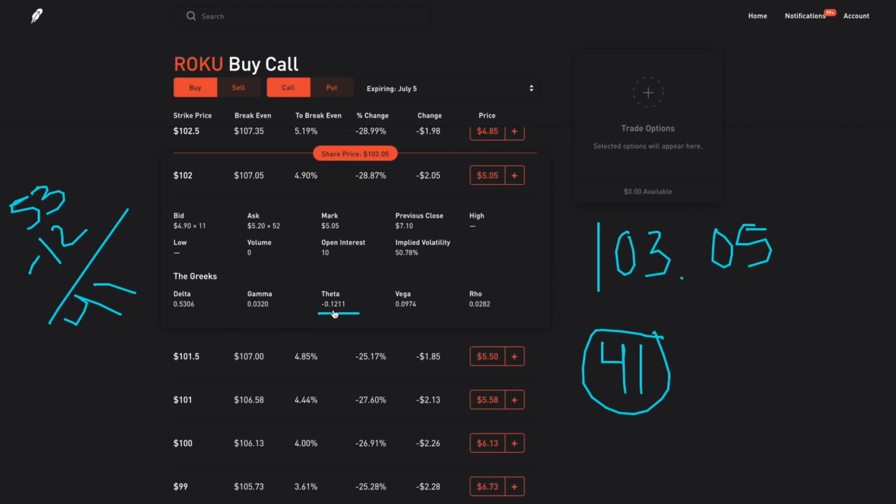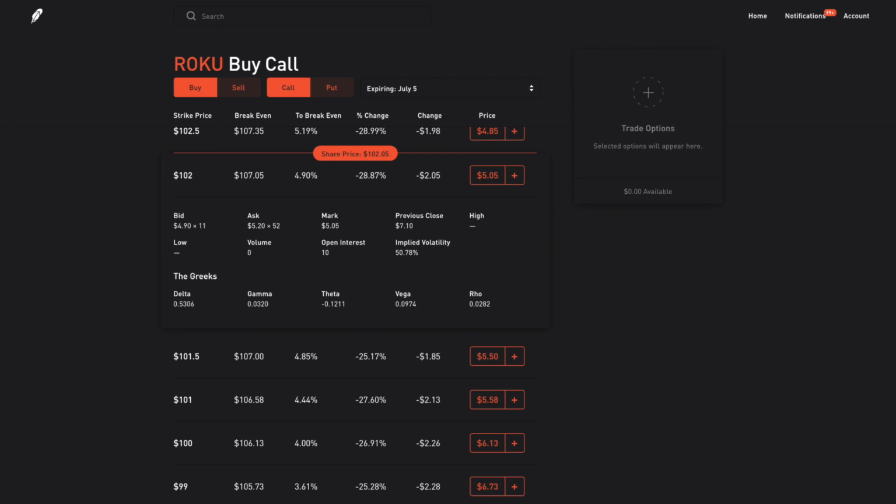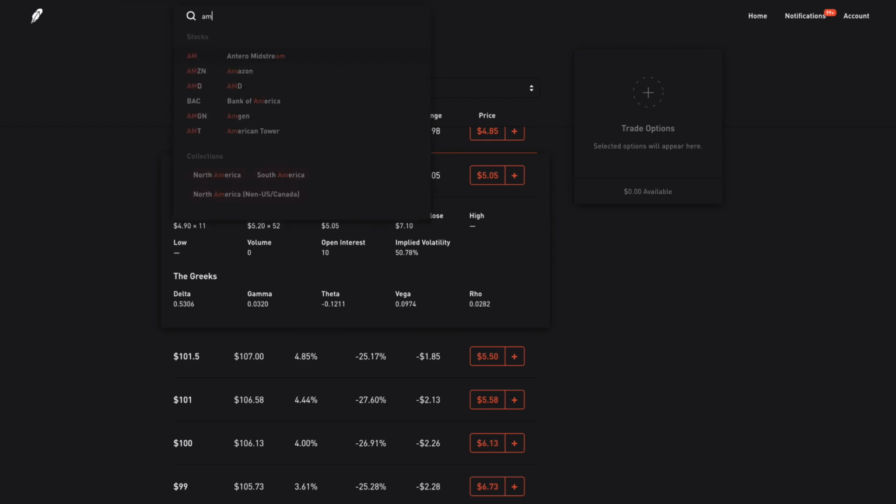So theta is very important to keep in mind. If you are going to hold the contract overnight, you must look at theta. Let me show you an example of a high theta, that way you can see just how much it can hurt you to have an option contract with a high theta. Let's go to Amazon stock.